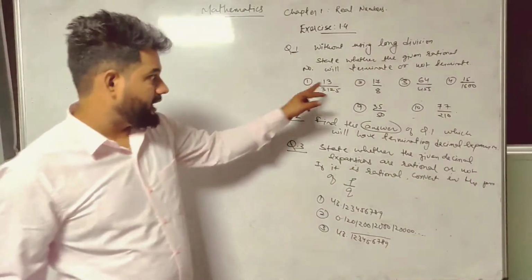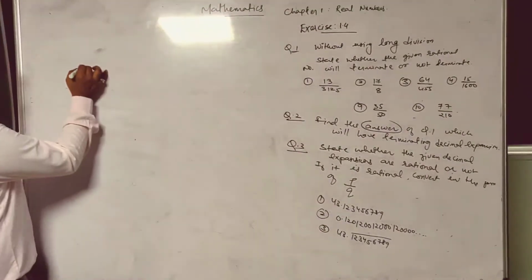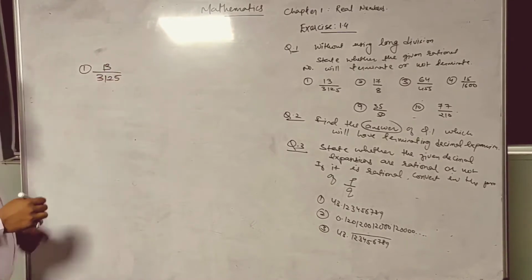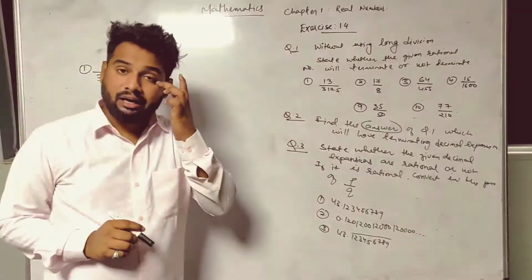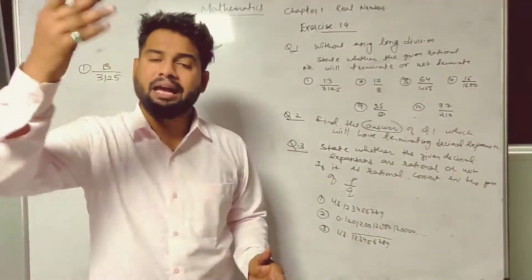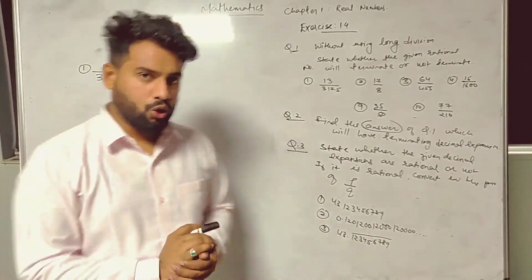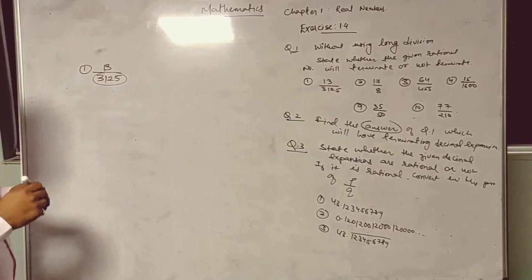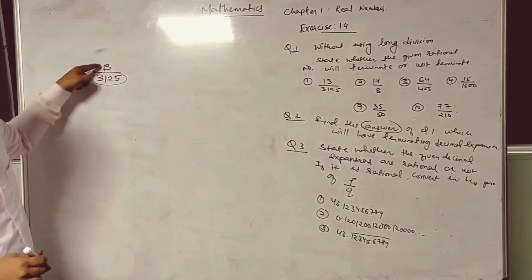So first, let me take the first example, that is 13 upon 3125. You have to answer whether this number will terminate or not terminate, but you don't have to do the long division. That means you cannot apply that division methodology. So for that, let us do the prime factorization. Before doing the prime factorization, let's check if both have any common factor.